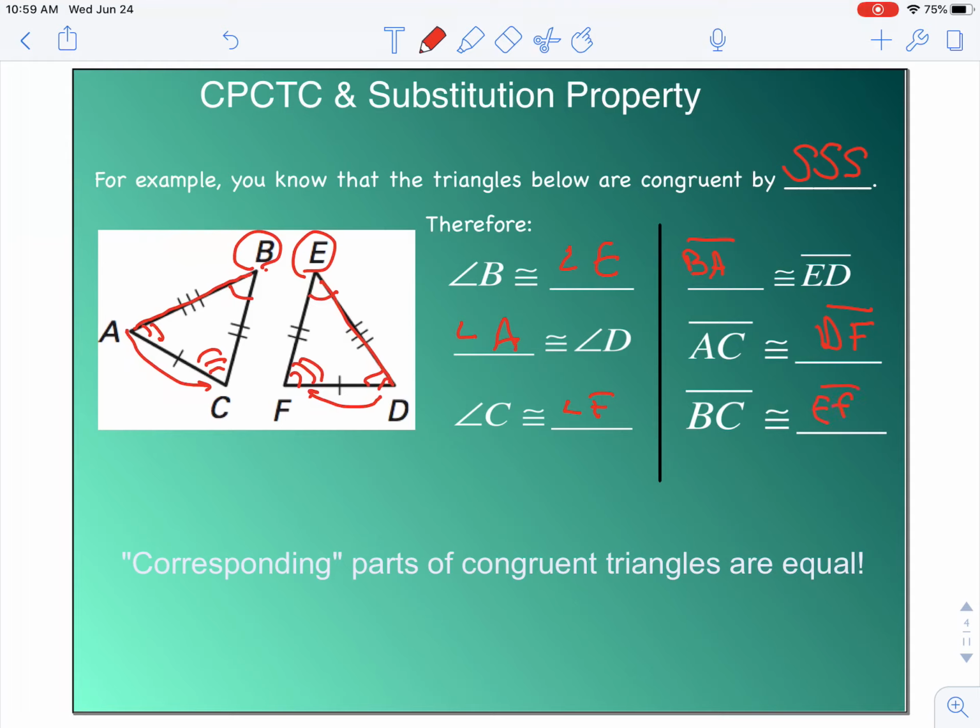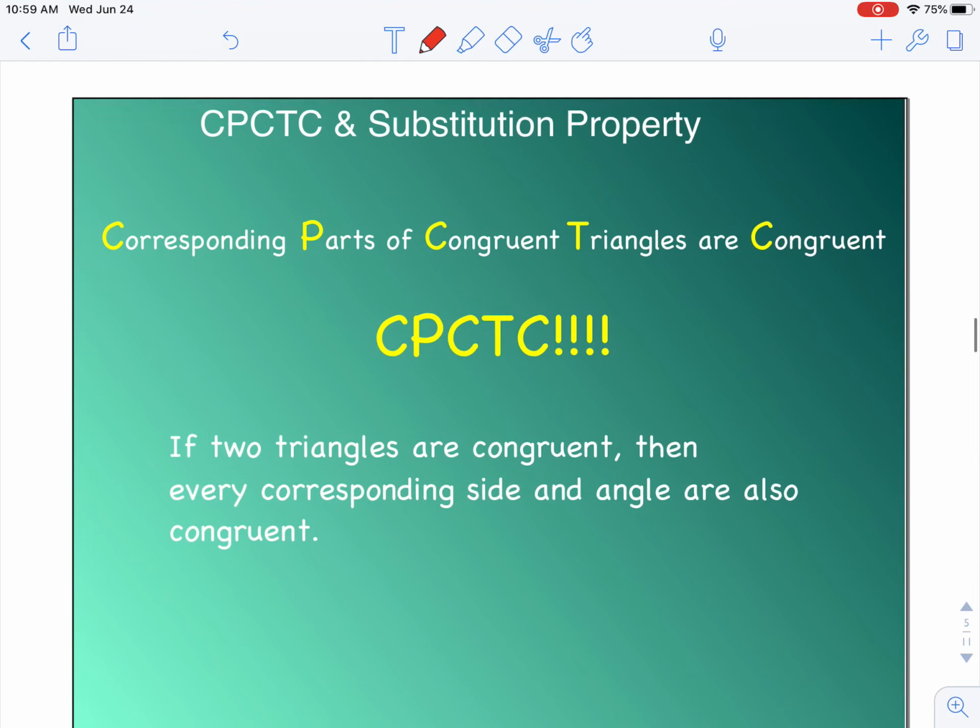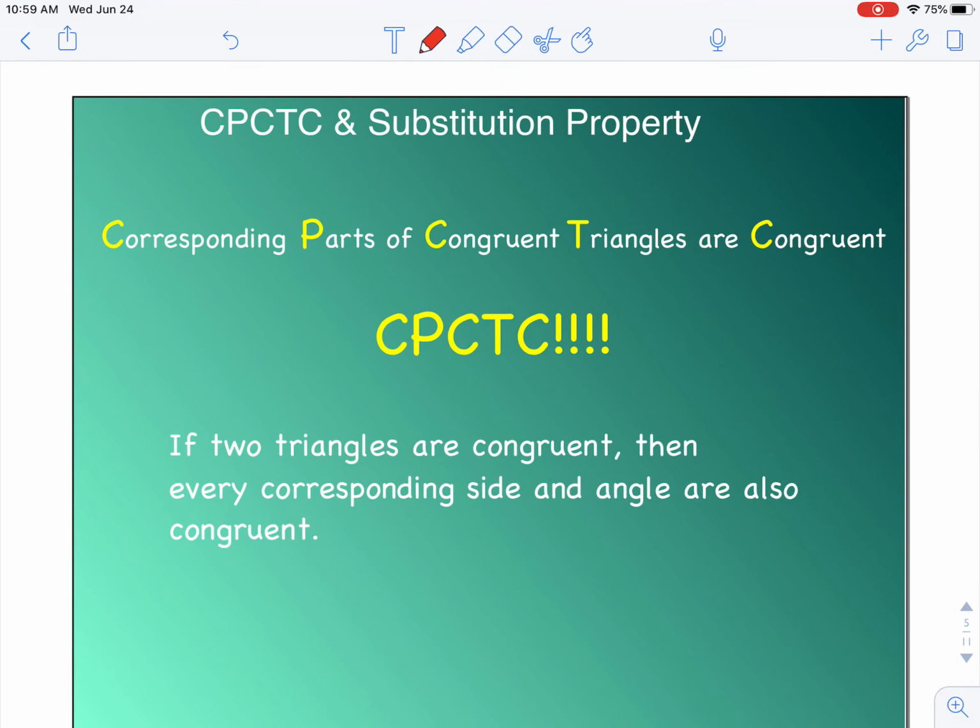So there are a lot of little picky details in here. So corresponding parts of congruent triangles are congruent, and that's what CPCTC stands for. Corresponding parts of congruent triangles are congruent. CPCTC. So again, if two triangles are congruent, then every corresponding side and angle are also congruent.